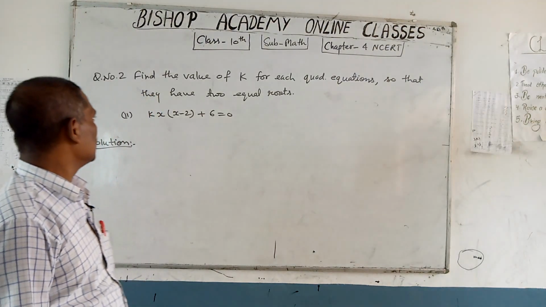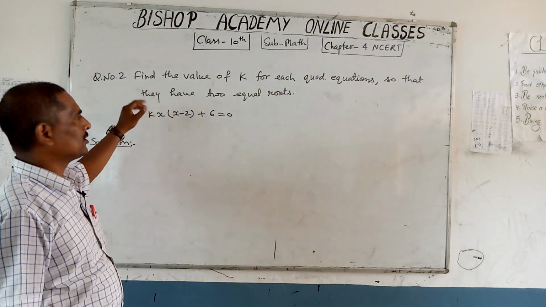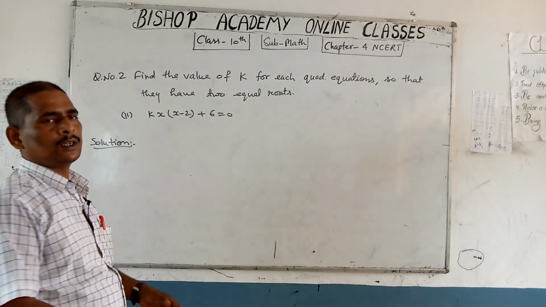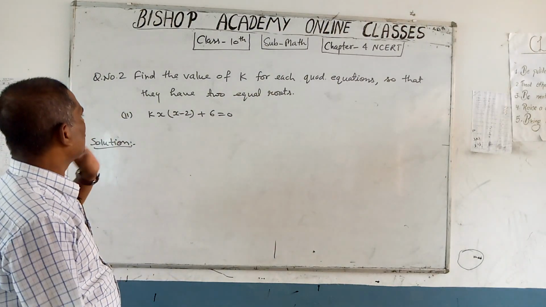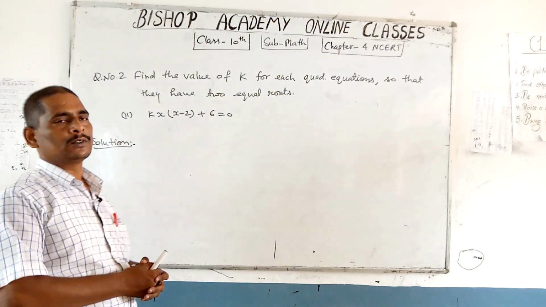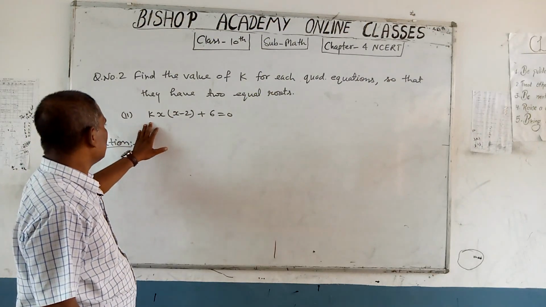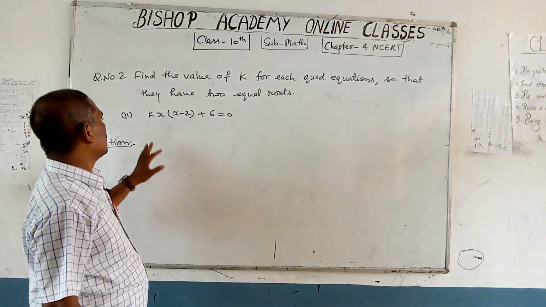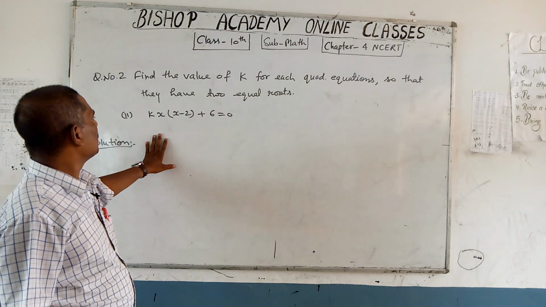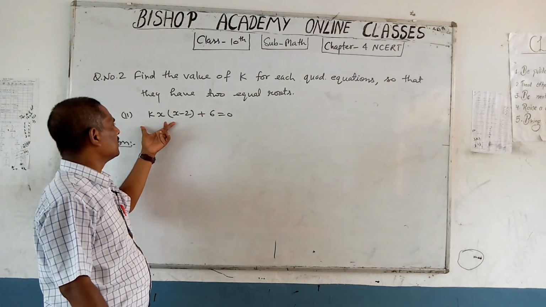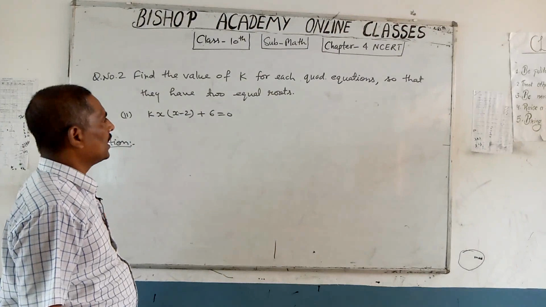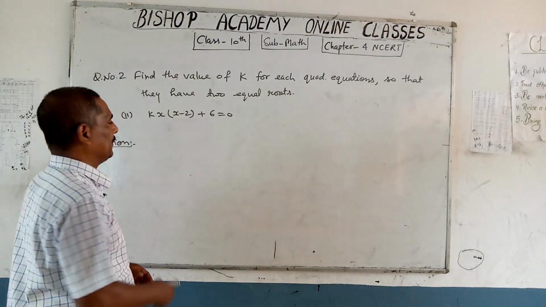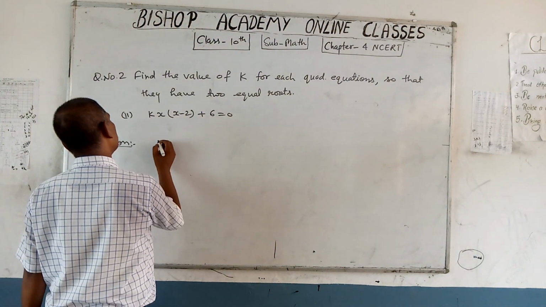Dear student, let us see question number 2 in the same exercise 4.4. Find the value of k for each quadratic equation so that they have two equal roots. Here the equation is kx into x minus 2 plus 6 is equal to 0. The condition given is that the roots of this equation are real and equal. In this given condition, you have to find the value of k. So let us see how to find k.